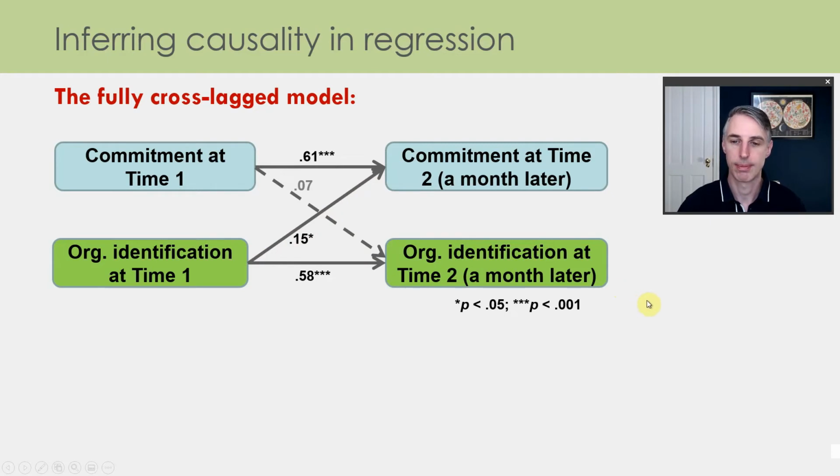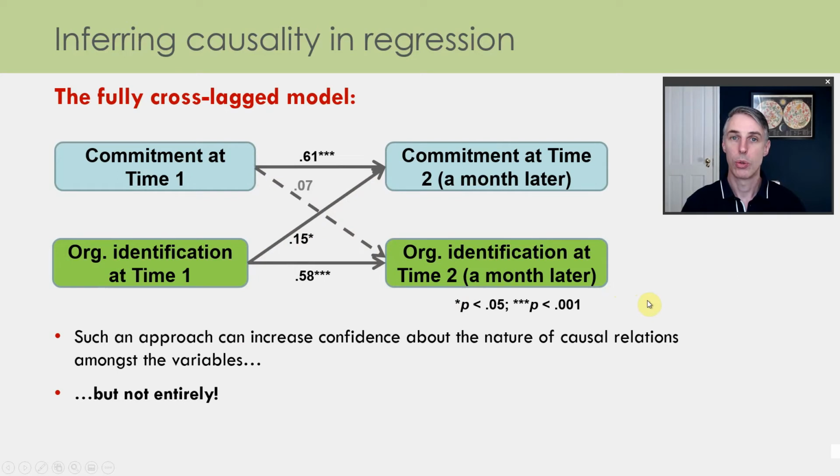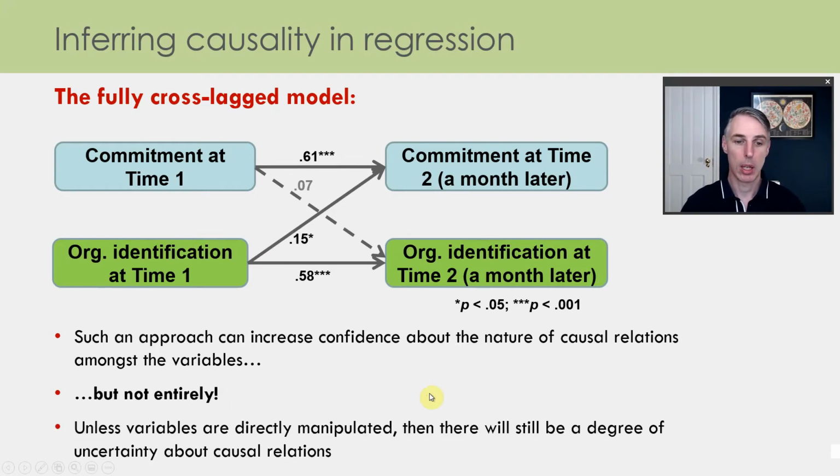So we can see here identification predicts change over time in commitment, but commitment does not predict change over time in identification. All right. So this is an approach which, if we have good and reliable longitudinal data and this fully cross-lagged panel design, as it might be referred to, can go some way to increasing our confidence about the nature of causal relations amongst the variables, because it allows us to look at whether one thing is predicting change over time in another. But not entirely. Unless variables are manipulated, there's always a degree of uncertainty about causal relations, because, for example, each of these measures might be confounded with something else.